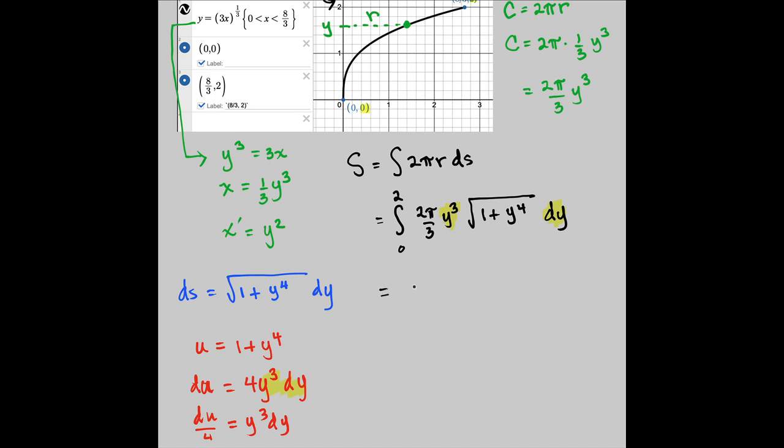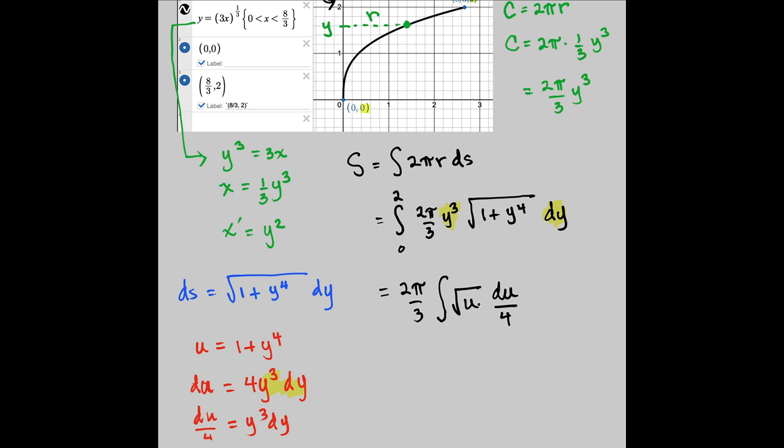So let's see. We're going to factor these constants out to the front. So 2 pi over 3. Then we have our integral. And the y cubed dy becomes du over 4. So let's go ahead and put the du over 4 right here. And then the square root of 1 plus y to the 4th, well, that becomes the square root of u. And that's everything.